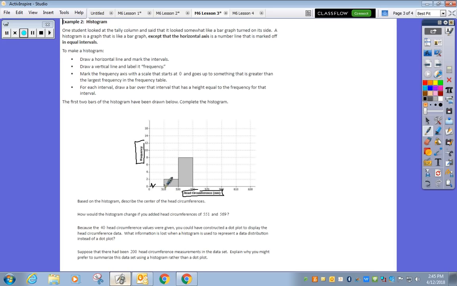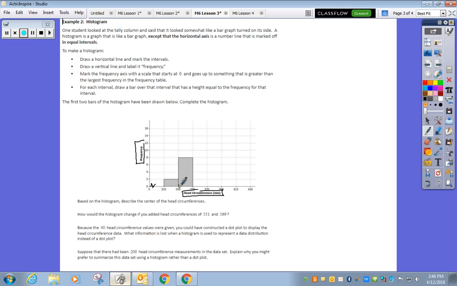So they drew a bar that started from the 510, went over to the 530, and went up to 2, and then shaded it in. So just like a bar graph. Another big difference between a bar graph and a histogram is that in a histogram, because we're dealing with intervals, the bars are going to touch each other. So notice this first bar touches that second bar.